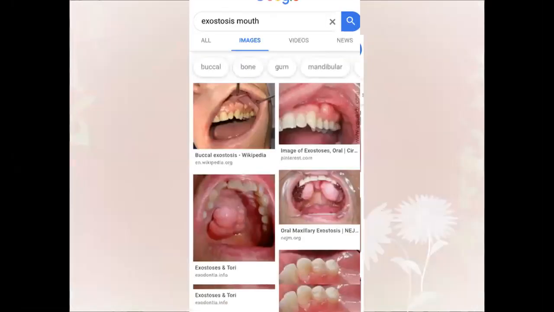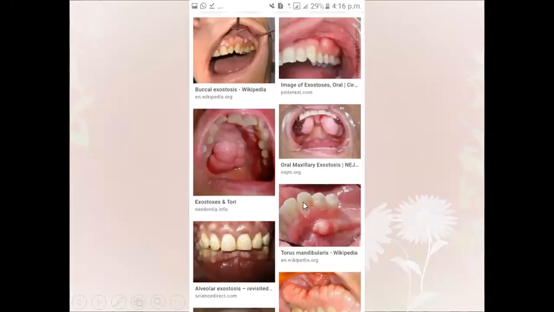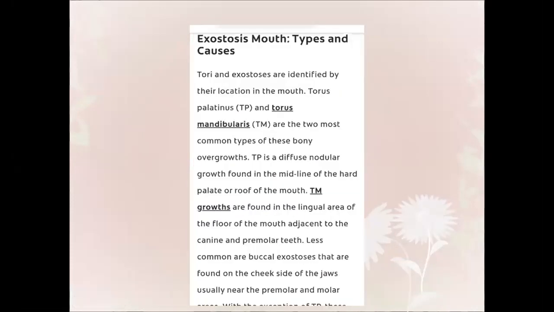You can see it in the diagrams. This is the buccal exostosis. This is an image of exostosis, tori or torus, and it is in the maxillary part. So it is exostosis of the maxilla. Oral maxillary exostosis, you can see two bulging areas. Okay, exostosis of the mouth.